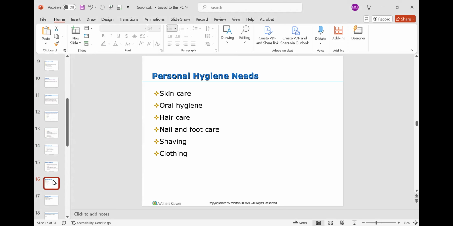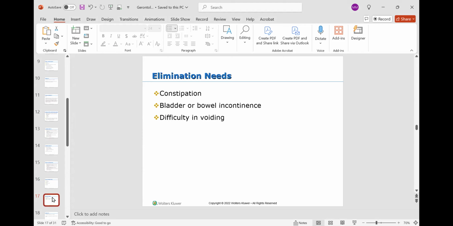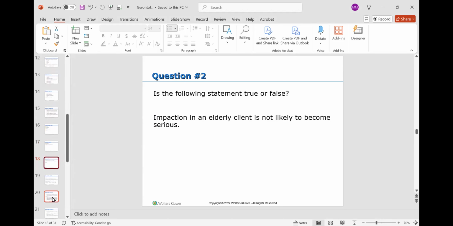So sometimes, like I said, people retire and they do nothing. Nothing. What do you think's going to happen? Your brain's going to turn to mush, right? You have to keep moving. Constipation, incontinence, difficulty voiding. I covered all that already with the body systems. Question, is the following statement true or false? Impaction. Does everybody know what impaction is?